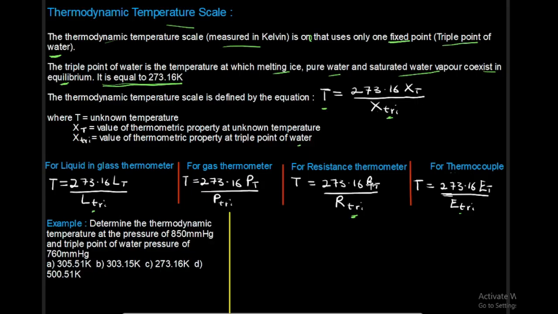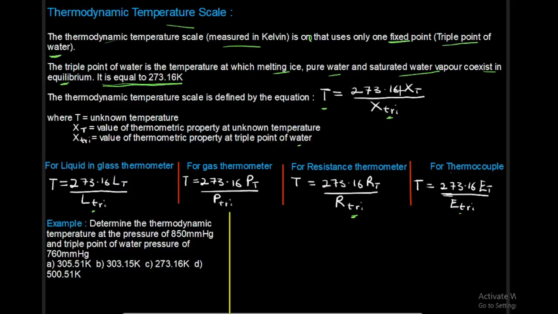Here we have Rt in place of X. For a resistance thermometer, R is the resistance at unknown temperature, and this is the resistance at the triple point of water. Then here we have pressure at unknown temperature, and this is pressure at the triple point of water. That's for a gas thermometer. And for a liquid in glass thermometer, in place of X we have length at unknown temperature all over length at the triple point of water. All these equations are very important, or you can just take note of the general form.